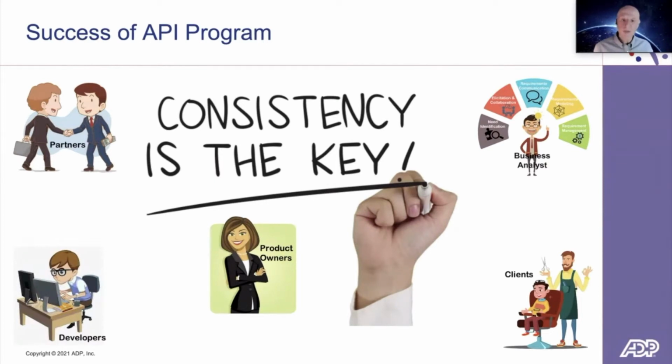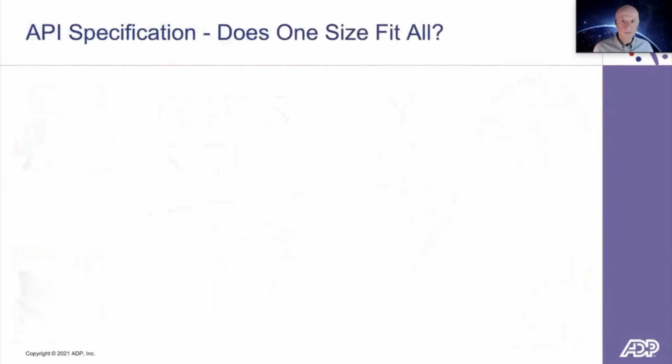So the question becomes, can the same specification be equally useful to different clients and also different types of users within each organization? Or, in other words, does one size fit all when it comes to the API specification?